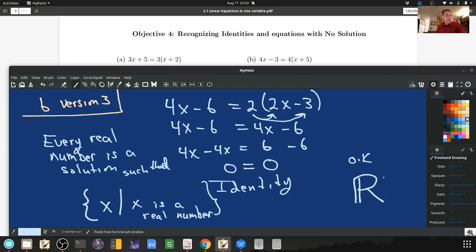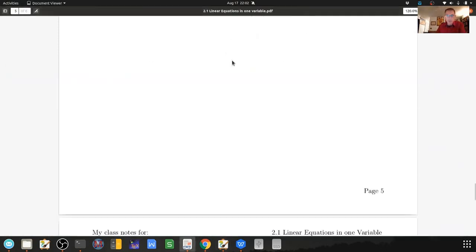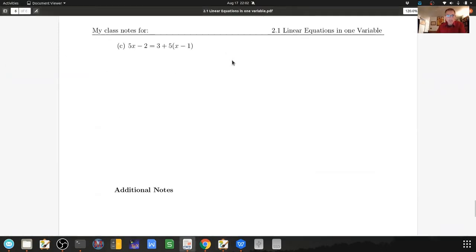Is that everything? We have one more to do. I'm not going to do it. I want you to try to do it on your own. And it's number C. 5x minus 2 is equal to 3 plus 5x minus 1. And the answer that you should get when you're done is that number C is also an identity, which means that every real number works.